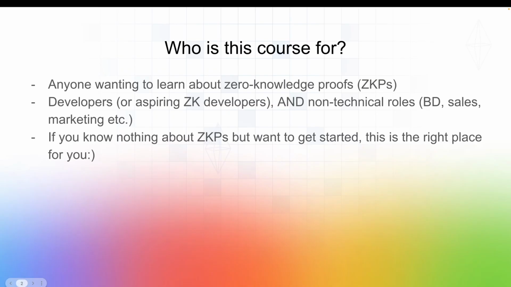So who is this course for? This course is for everyone and anyone. Anyone wanting to learn about zero knowledge proofs. It's for developers, non-technical people, BD, sales, marketing, aspiring ZK developers, people who already are developers. Maybe you're a Solidity software engineer or you're a Python engineer and you just want to know a little bit more about zero knowledge proofs. If you know absolutely nothing about zero knowledge proofs and you want to get started, then this is 100% the right place for you because we assume that you know nothing.